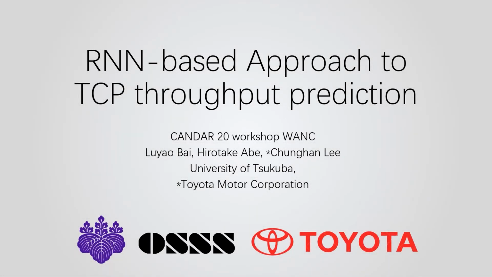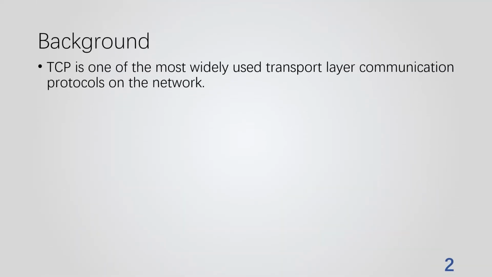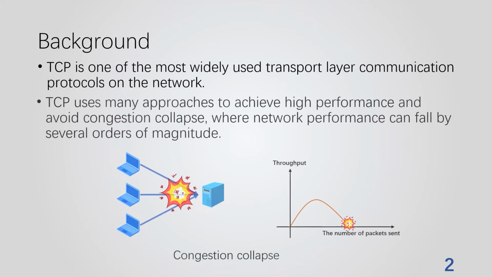We are going to introduce a paper in the CNDR 20 workshop WANC, an RNN-based approach to TCP throughput prediction. As we know, TCP is one of the most widely used transport layer communication protocols on the network. TCP uses many approaches to achieve high performance and avoid congestion collapse, where network performance can fail by several orders of magnitude.